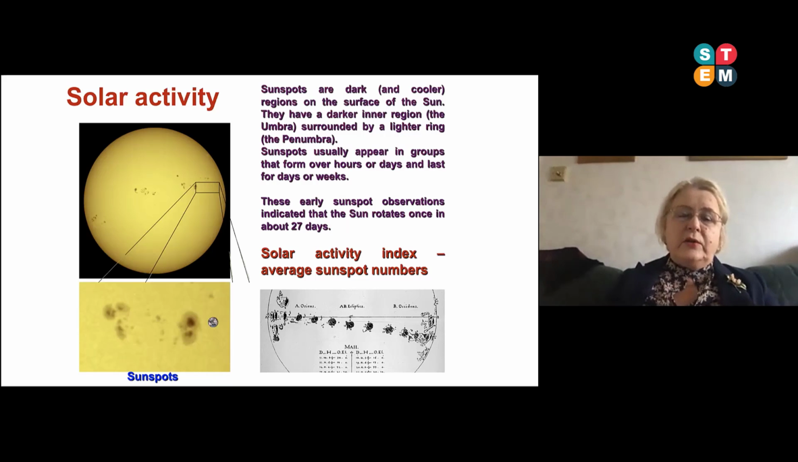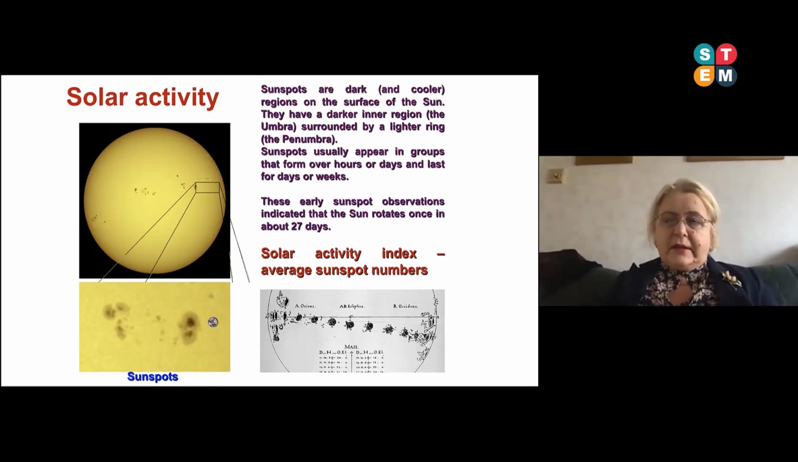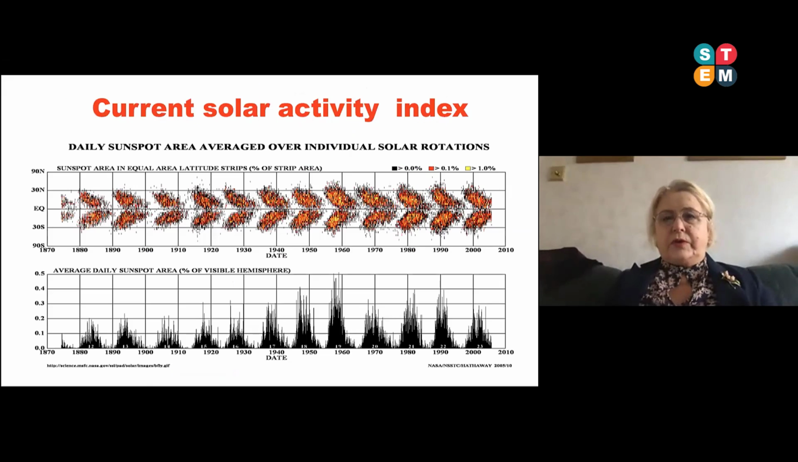So the sun is yellow, the sunspots are dark, and the sunspots are, like, walking along the 11-year cycle, and they migrate from the middle latitude toward the equator. And in the 18th century, Wolf introduced the solar activity index, average sunspot numbers, which we use until now. The bottom line in this plot shows you the average monthly daily sunspot areas, the total area of the sun.